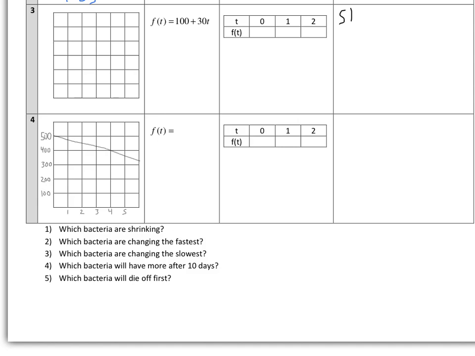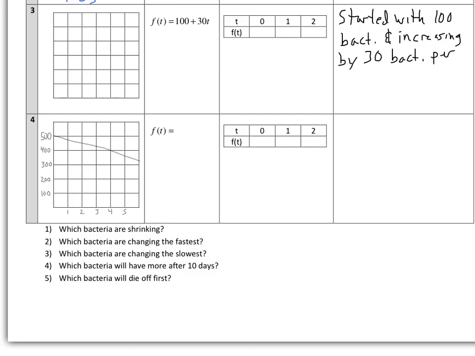So we put something like this. I started with how much? 100. I'll abbreviate bacteria. And we're increasing or decreasing? Increasing. We're increasing by 30 bacteria per day. Don't put it per month. Don't put it just by bacteria. By what units? Give me the units. So we started with 100 bacteria and increasing by 30 bacteria per day.